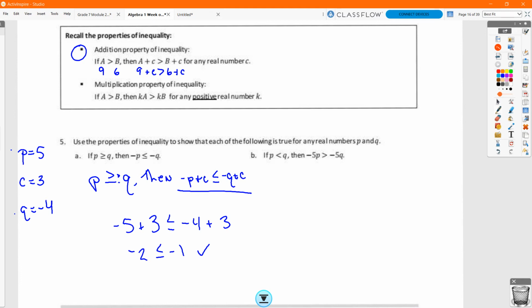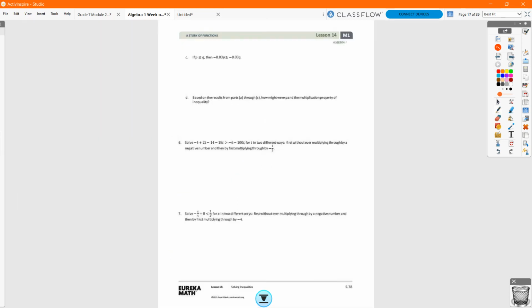So that's all you're doing when we're talking about using properties of inequalities. So I want to see if you can use that to do B. That will be your homework. All right, so moving on. Ooh, some more. Let's do C for homework, and we're going to do D for classwork.